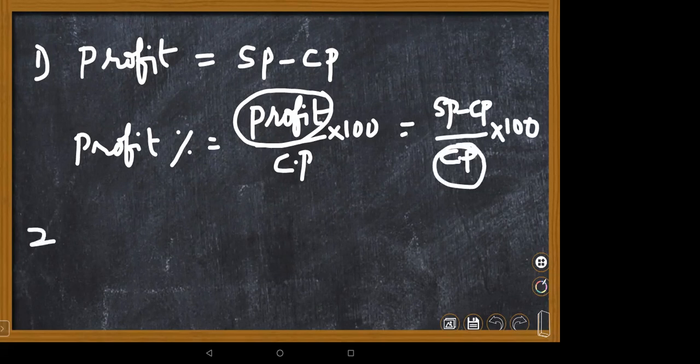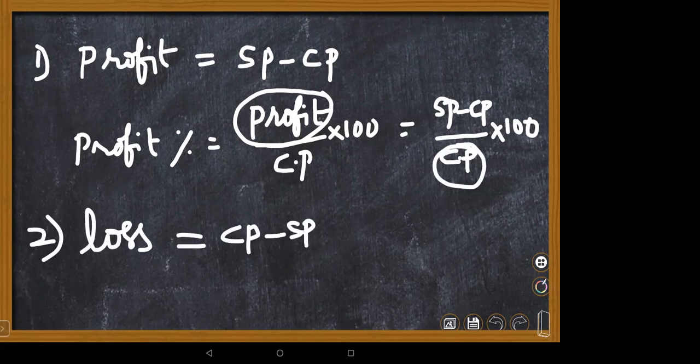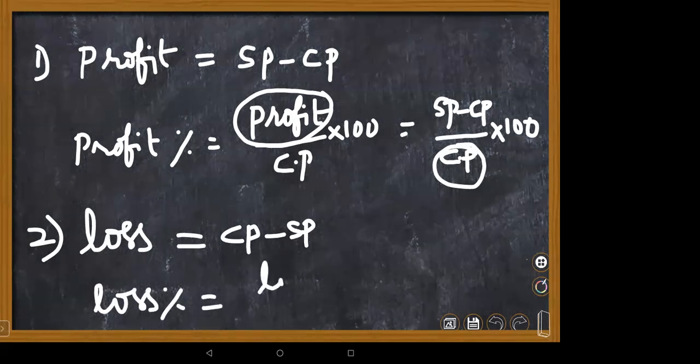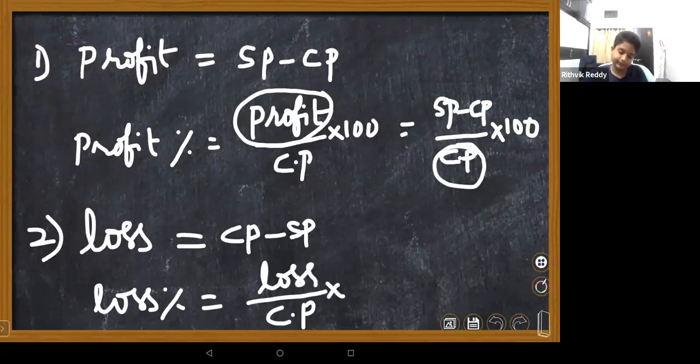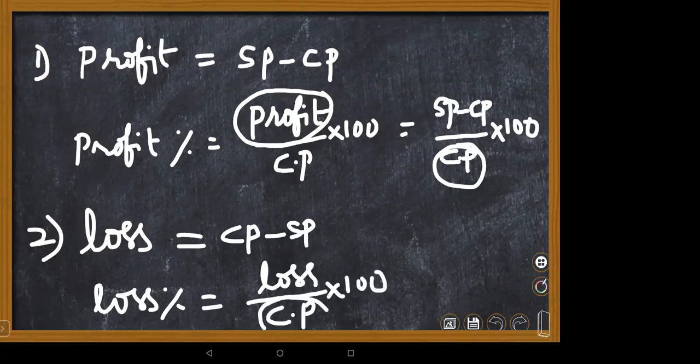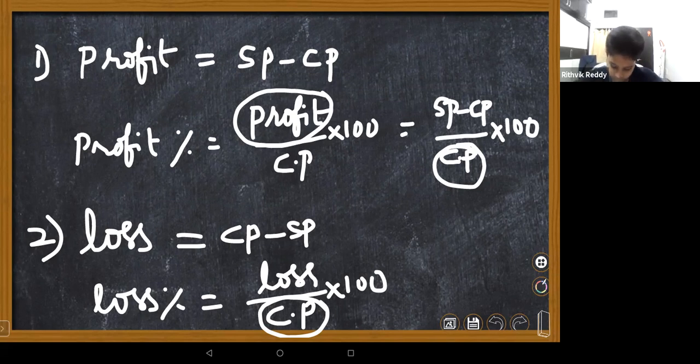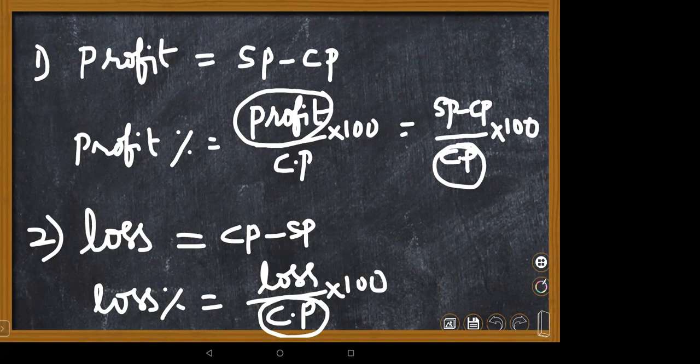Whether it is loss percentage. Loss means cost price is more, selling price is less, so CP minus SP. Loss percentage, if you want to find out, loss divided by CP, always calculated on CP only. This is very, very important, children. Whether profit or loss, it will be calculated on cost price. If you remember that keyword strongly, you never make a mistake. These are the basic formulas we are supposed to learn before going to today's session, children.